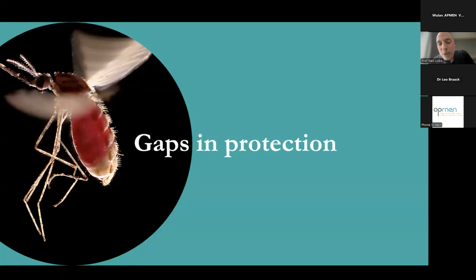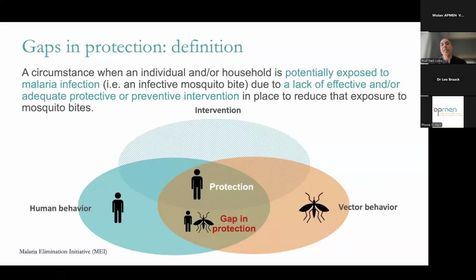So we might not have time for all my presentations today, but this next one I think is important, and I think this might get you thinking in how to actually function. Gaps in protection. This is where all our malaria is coming from. So what is a gap in protection? Remember the figure that we went over 200 times just now? A gap in protection is a circumstance where someone or a household is exposed to malaria infection, to an infective mosquito bite, basically. And this is because there isn't an effective or adequate protection.